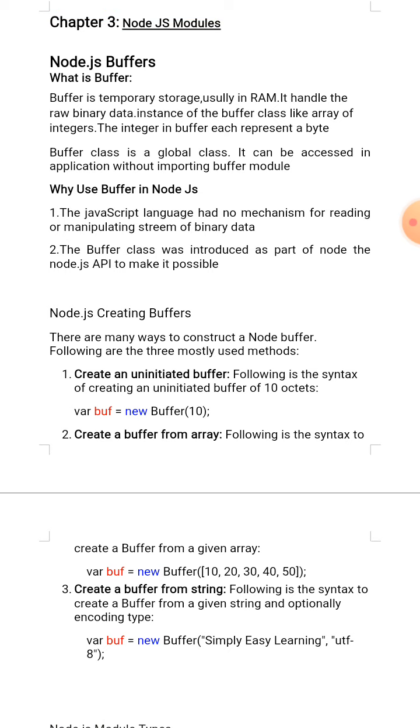Second is create a buffer from array. Following syntax is to create a buffer from a given array, where buff is equal to new Buffer([10, 20, 30, 40, 50]). That is the size of the buffer. Next is create a buffer from a string. Following is a syntax to create a buffer from a given string and optionally encoding type, where buff is equal to new Buffer("Simply Easy Learning", "utf-8"). These are the three ways of creating a buffer in Node.js.